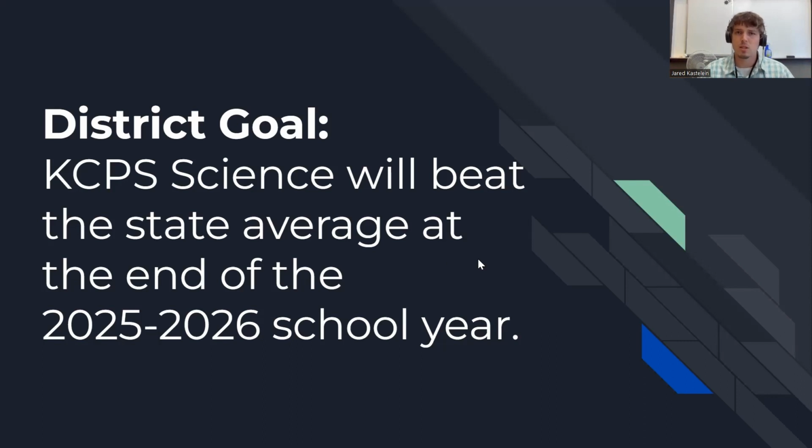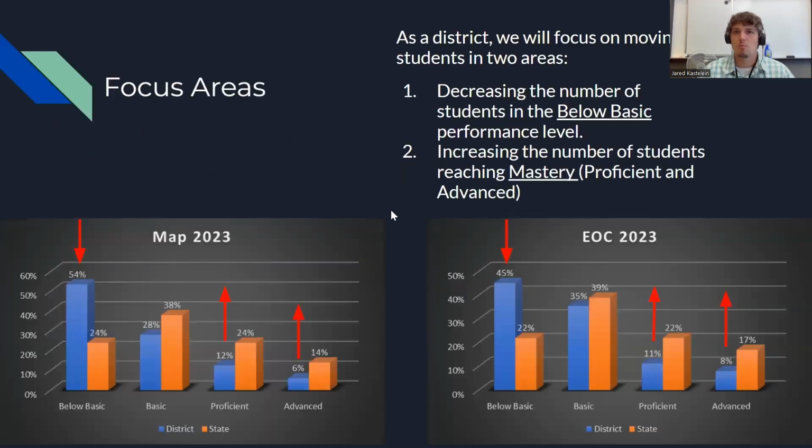So let's take a look at the game plan for how this is going to happen. Sorry, my thing is in the way, but I kind of mentioned this. We're looking to make changes in 2 different areas. I really want to reduce those below basic numbers. You can focus just on the MAP over here. You're not in high school. Reducing these below basic numbers and increasing proficient and advanced. I call these the mastery.